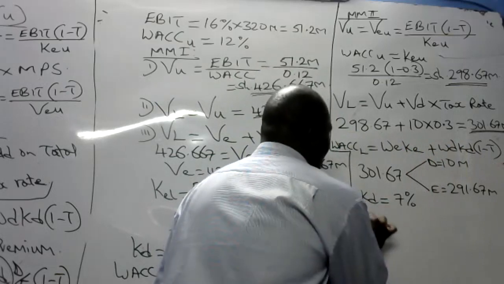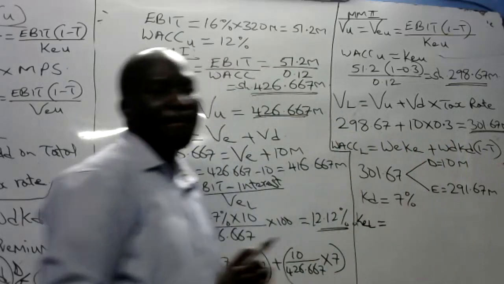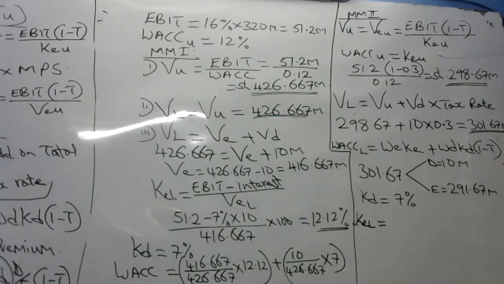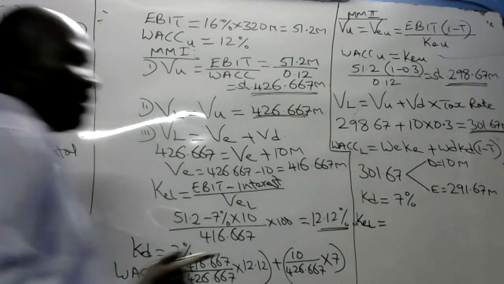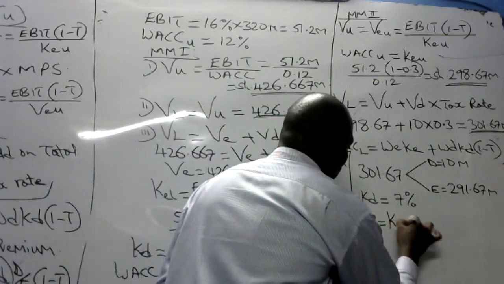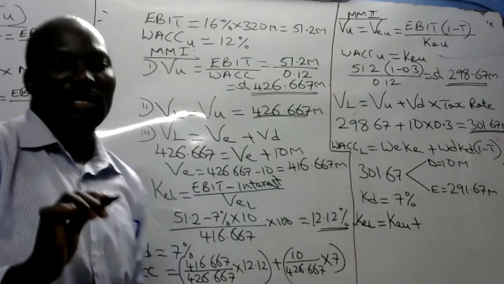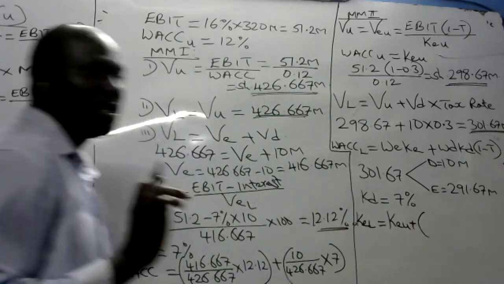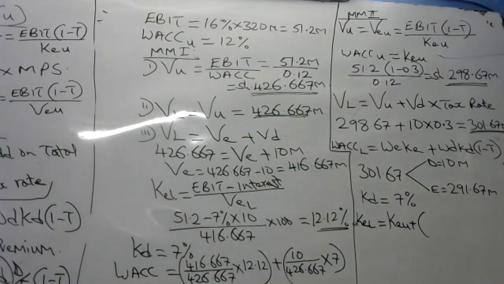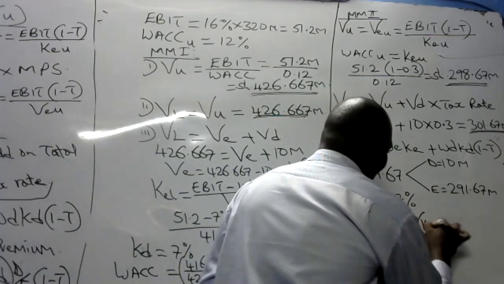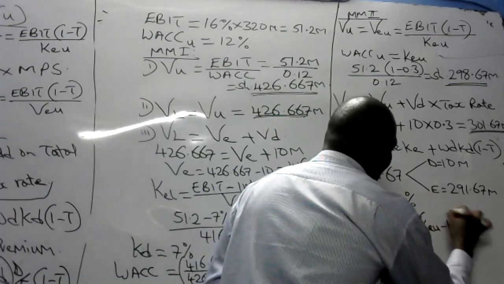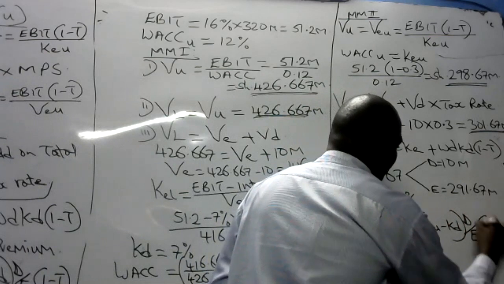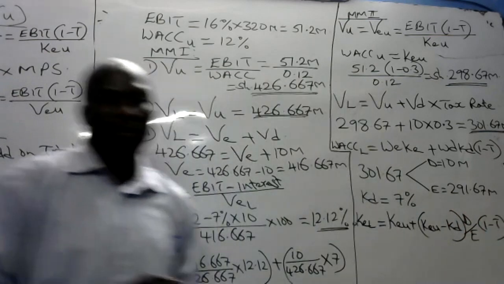So can we get the KE of the levered firm? I remember the formula. KE equals KU plus the risk premium. And how do you get the risk premium? KU minus KD, debt over equity, adjusted for what? For tax.